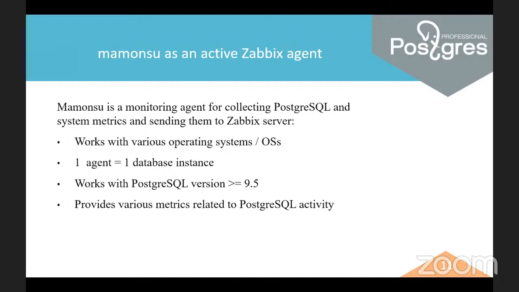And if you install Zabbix agent by default, everything you will get is CPU consumption, disk consumption, and memory consumption. However, there are no statistics related to the Postgres database. And by the way, if you are using Zabbix server version 5, there is a second version of its agent, and it contains metrics for the database. And by the way, our colleagues participated in its development. So let me show you what Mamonsu can provide to us.